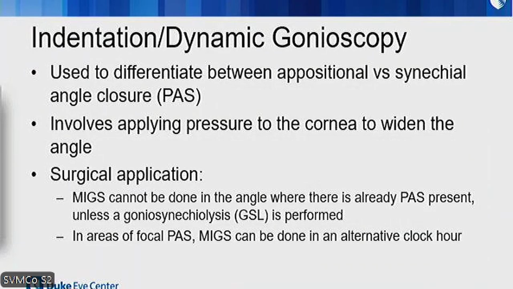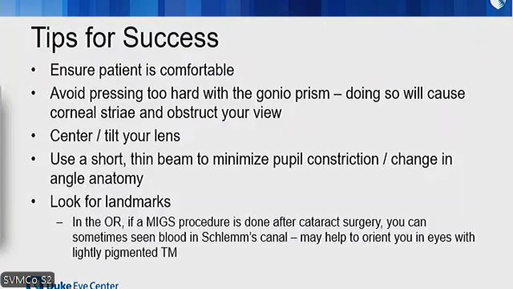Indentation gonioscopy is a variant of gonioscopy. Essentially, it's used to differentiate between oppositional versus synechial angle closure. As you apply pressure to the cornea, you're able to see: is there scar tissue, and that's why you can't see the wider angle structures, or is it narrower, but able to be indented to a wider view? And then the surgical application is that a pre-op gonioscopy is important because it determines if we're able to actually do our MIG surgery. In areas where there's focal PAS, you have to pivot to a different quadrant or a different clock hour to do your MIGs.